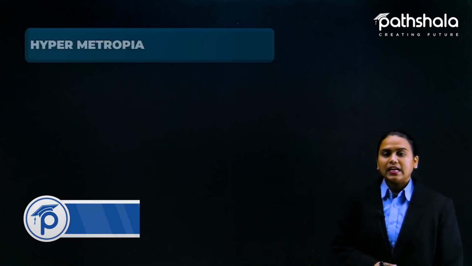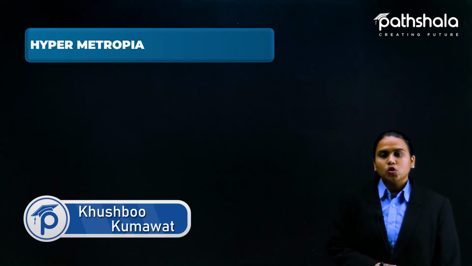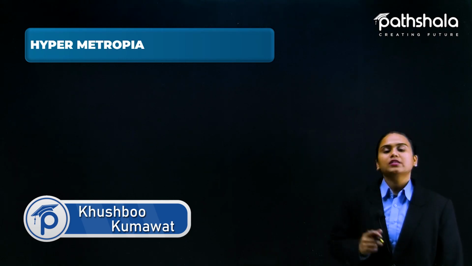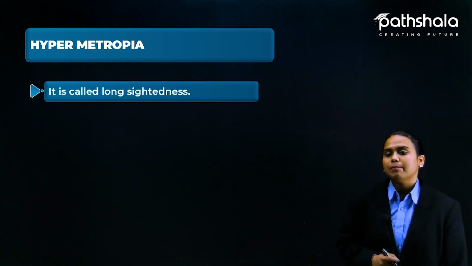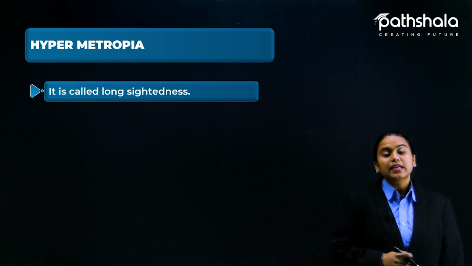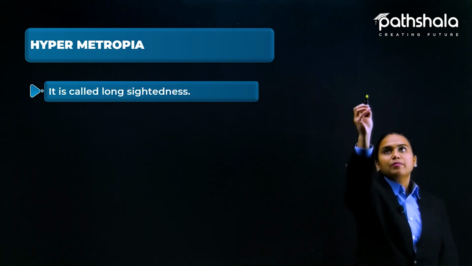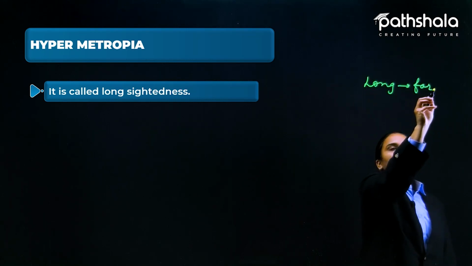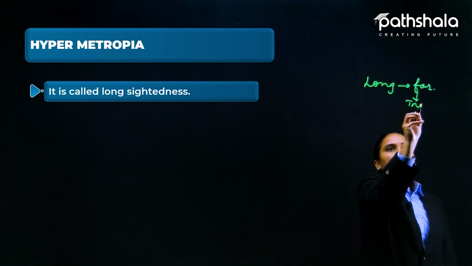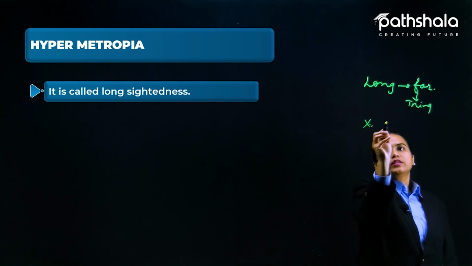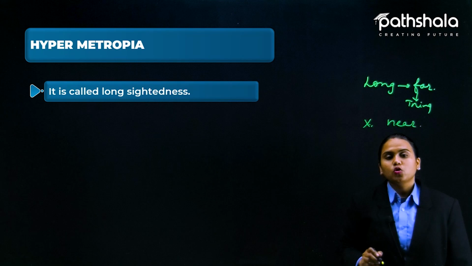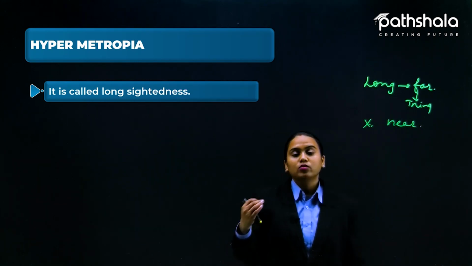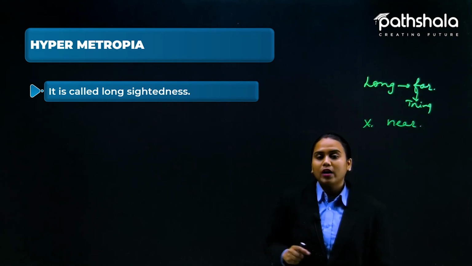Next defect, that is hypermetropia. As the name suggests, it means long-sightedness. The other name for hypermetropia is long-sightedness. Here in this case, you are capable of seeing long or far things, but you are not capable of seeing near ones. Here we also have the solution for that, and we are going to see how this is going to happen.